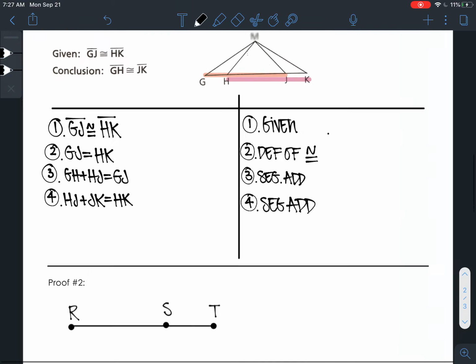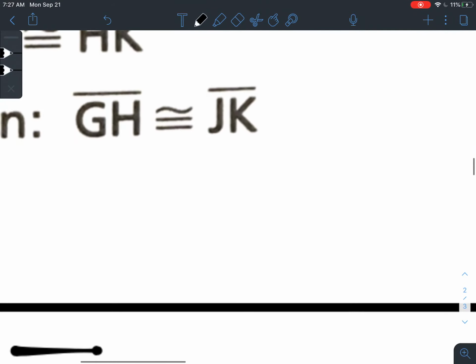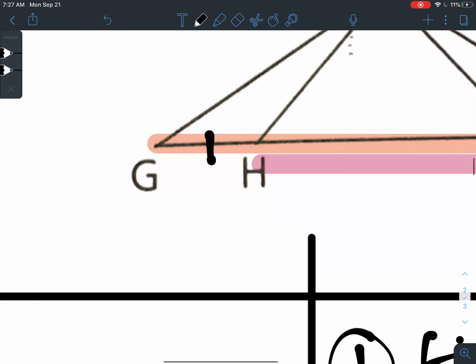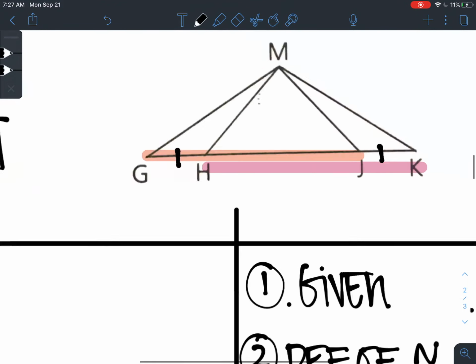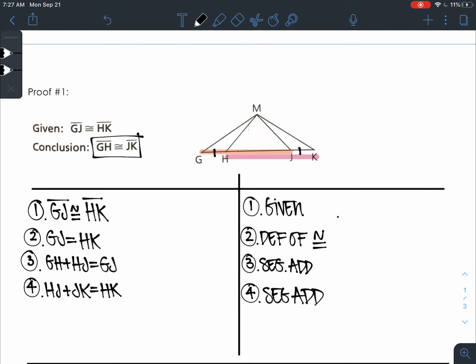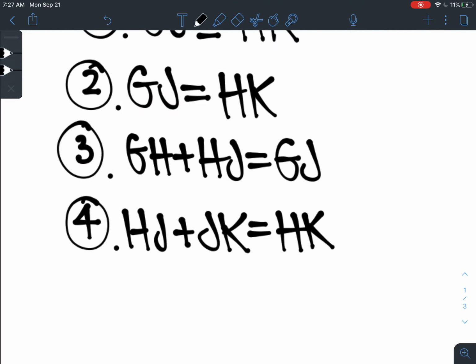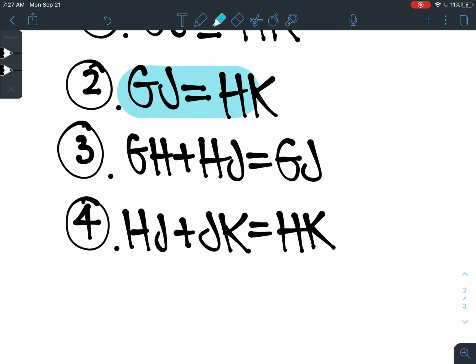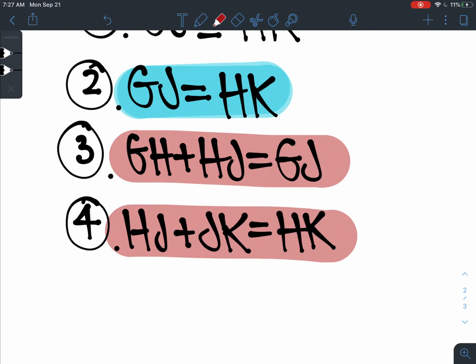Okay. So what I want us to do is, once again, come up to see what we're trying to prove. We're trying to prove, all right, that this segment of GH is congruent to this segment of JK. So that's what we're trying to prove. We have to get there somehow, though. So here's what I want you to look at. I want you to take a look at step 2. And then I also want you to take a look at step 3 and step 4 and see if there's something we can do in there.